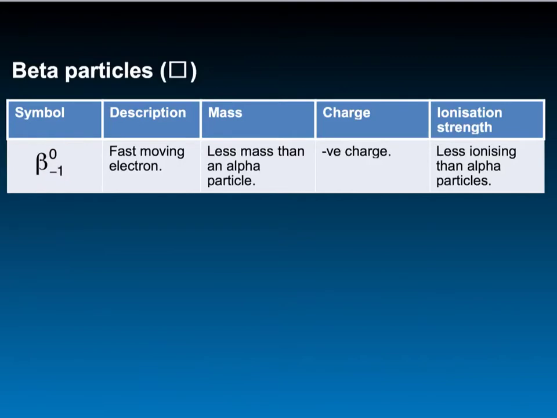A beta particle is a fast-moving electron. It's got less mass than an alpha particle, because it's only made up from that one electron. And because electrons have a negative charge, the beta particle has a -1 charge. So although it is ionizing, it's not as ionizing as the alpha particles because its charge is only -1, whereas the alpha particle has a charge of +2.